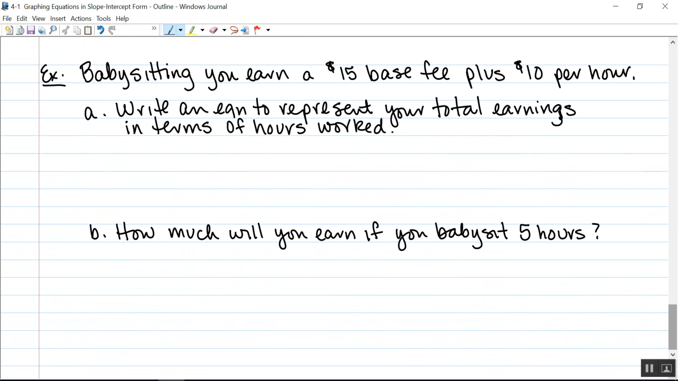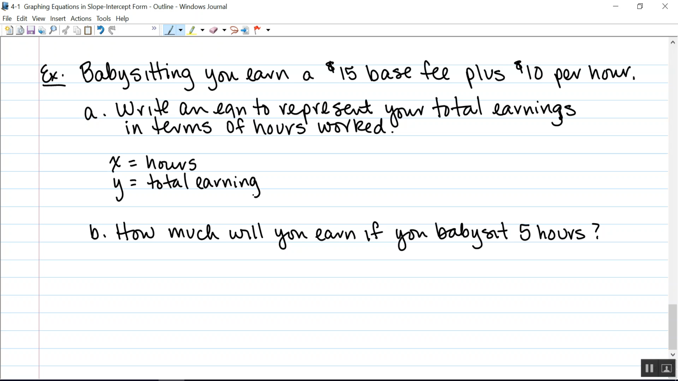And our last example we're going to take a look at here is a word problem. It says that babysitting, you earn a $15 base fee plus $10 per hour. So as soon as you walk in the door to babysit the kids, you earn $15, and then every hour that you spend there, you earn another $10. Okay, so we need to write an equation to represent your total earnings in terms of the number of hours worked. So I'm going to let x equal the number of hours that you babysit, and then y is going to be your total earnings.